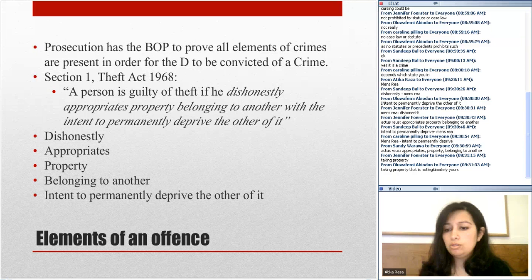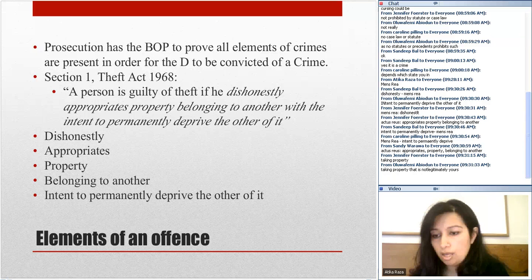Good job. The easier way to separate mens rea from actus reus when you are describing the elements of a crime in your exam is to separate your mens rea, define them separately, and whatever is left is your actus reus.